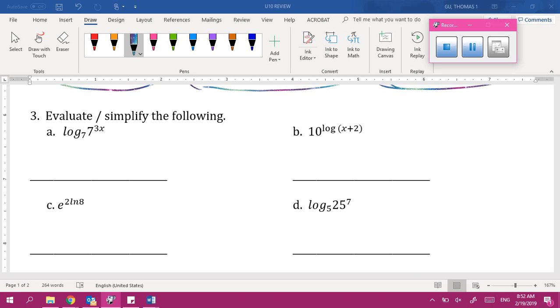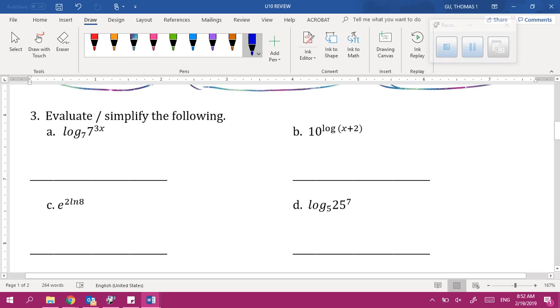And number 3, we're evaluating or simplifying the following. So that means you want to cancel out what you can and leave yourself with just a simpler answer. Okay, so most of these will involve the inverse rule.